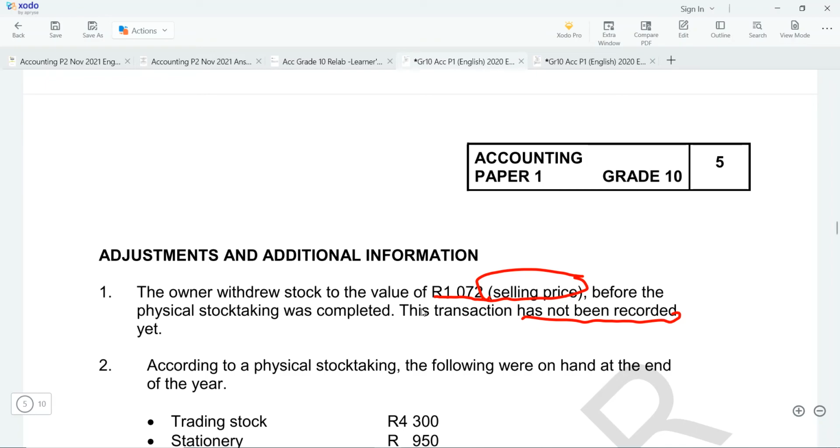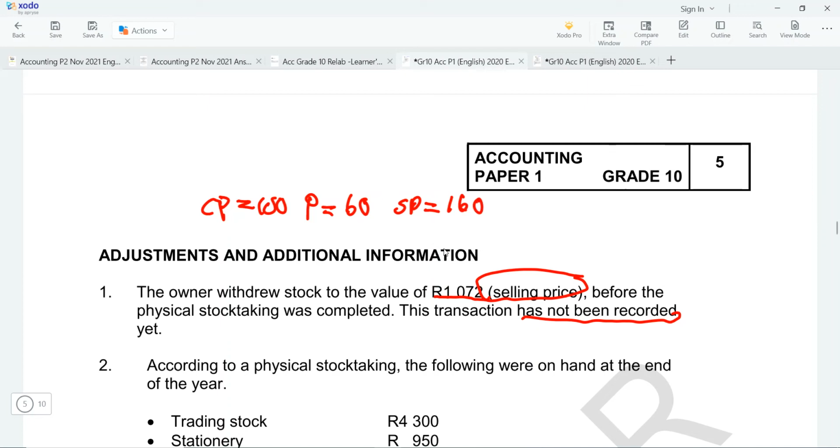Remember, when an owner takes stock for personal use, he or she does not take that stock at a selling price, but rather at a cost price. So here you are not given the cost price. You need to calculate it. If you remember, we were given information about the markup, and remember I said that our cost price is always 100%, and according to this information our profit is 60%, so meaning that our selling price is equal to 100 plus 60, which is 160%.